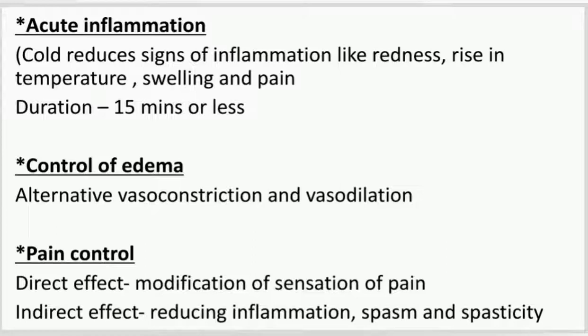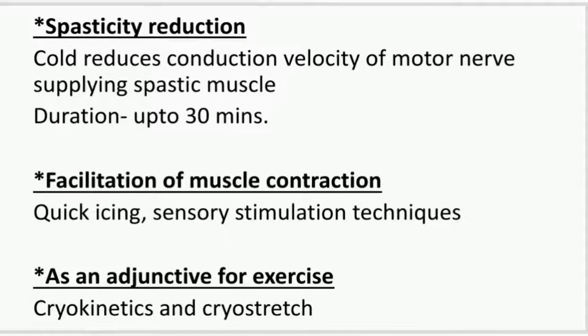Pain control. Cryotherapy reduces pain by two effects. Direct effect is by modification of sensation of pain, which I have already discussed, and indirect effects include reducing inflammation, spasm, and spasticity. Spasticity reduction. Cryotherapy reduces the spasticity of the muscle. Cold reduces the nerve conduction velocity of the motor fibers, thereby inhibiting the contraction of the spastic muscle.